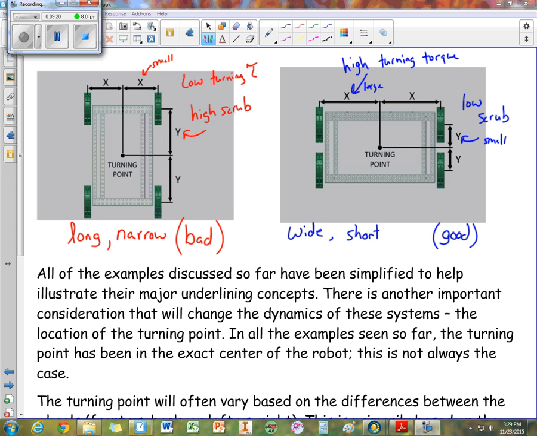So if you need to, pause the video and think about torque. And remember, torque is defined as a force times a lever arm distance, a force that's perpendicular to the lever arm distance. And it should make sense why the long, narrow chassis would have a lot of scrub with low turning torque, and the wide, short chassis would have a large amount of turning torque with a small amount of scrub.